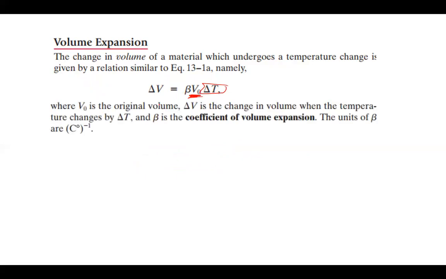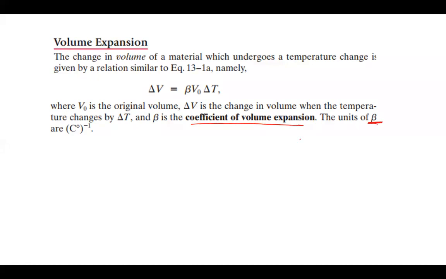Of course, you need to know that the volume, the area, and the length that you are using there are supposed to be the initial volume, initial area, and initial length. And the temperatures should be absolute temperatures. And this beta is simply the coefficient of volume expansion.